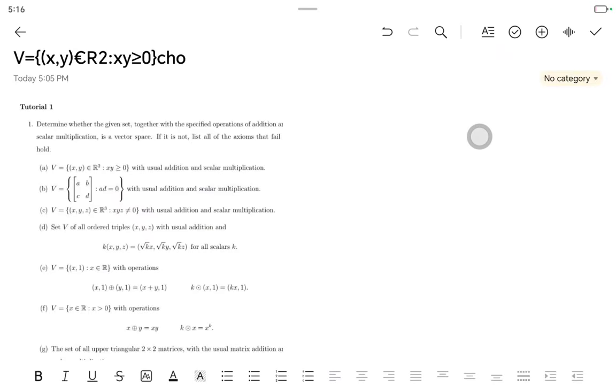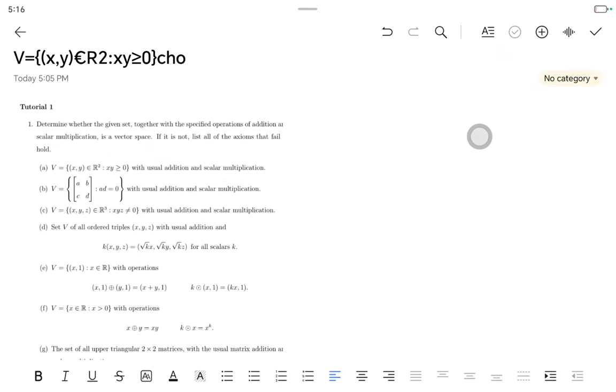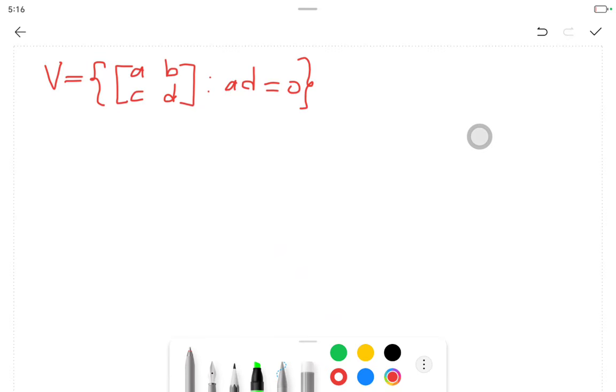So now after that one, we can check B. In B, we're given that V is equal to ABCD such that AD is equal to 0, right? With usual addition and scalar multiplication. So for that one also, the question says V is equal to ABCD such that AD is equal to 0. They say with usual addition and scalar multiplication.